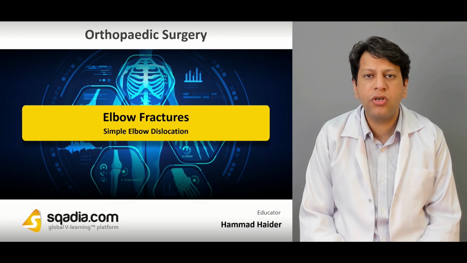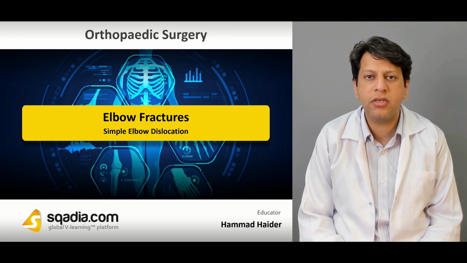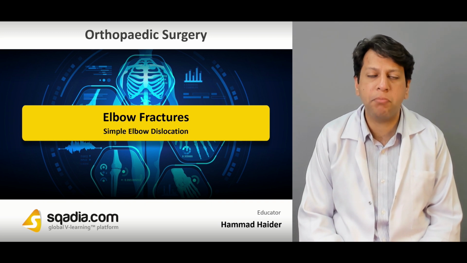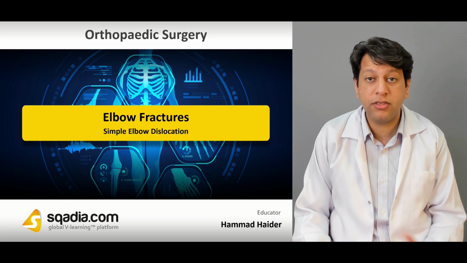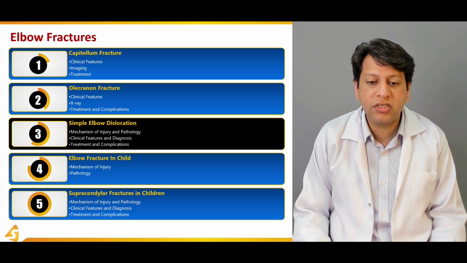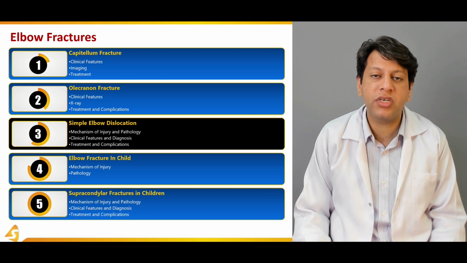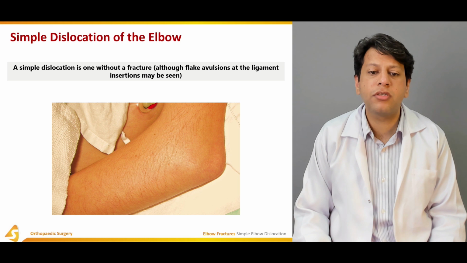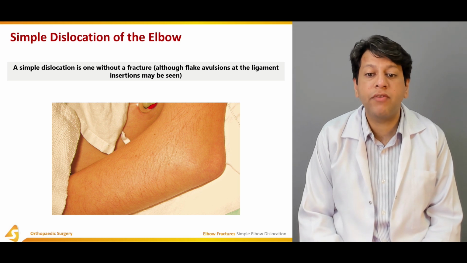And now moving on to another entity, especially in the fractures and dislocations of the adults: simple elbow dislocation. As you know, simple means that it's not associated with fractures. Briefly discussing the mechanism of injury and pathology, clinical features and how to diagnose it, and what is the treatment along with its complications. Simple elbow dislocation is one without a fracture.